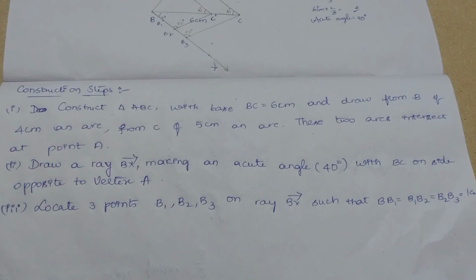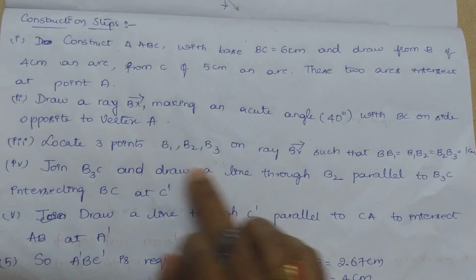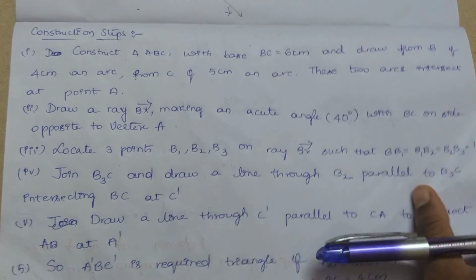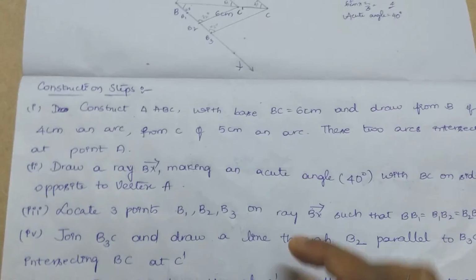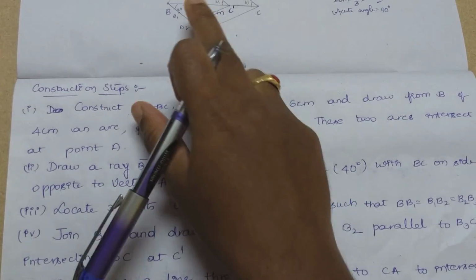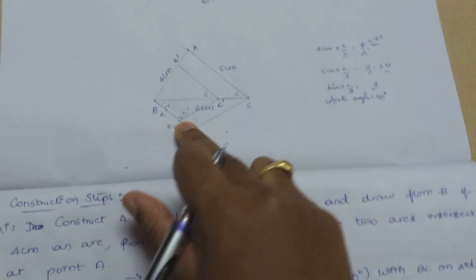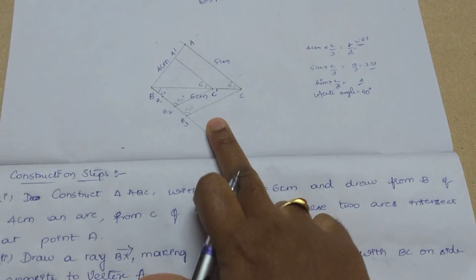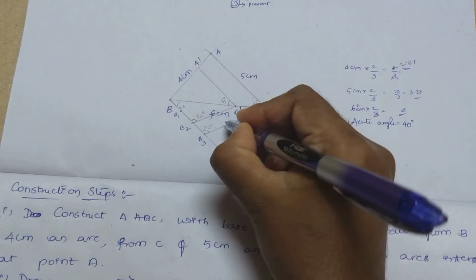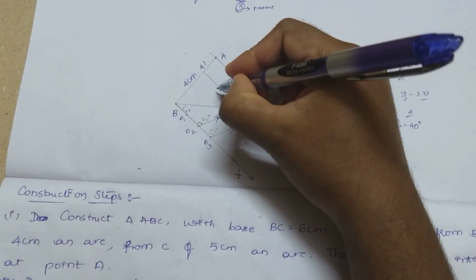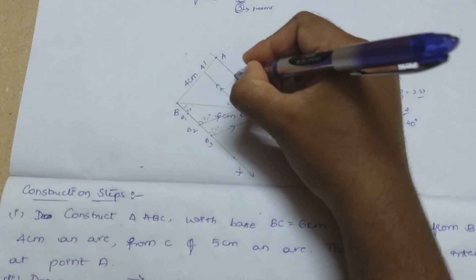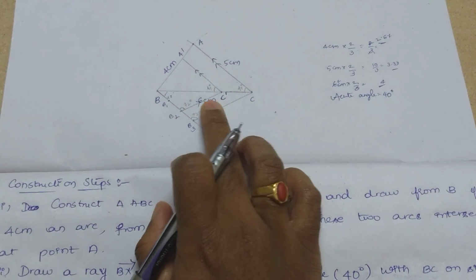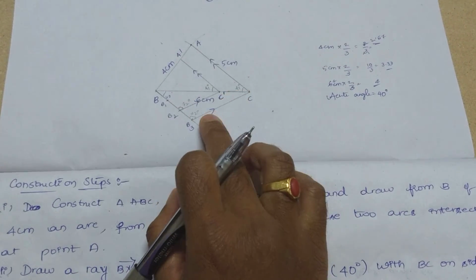After that, what did we do? Let's write. Join B3C. Yes, right? We have joined B3C and draw a line through B2. Why did we take B2? Because here the numerator is 2. So we have to take from B2 a line parallel to B3C. So here these two lines are parallel, and again these two lines are also parallel. Correct? So drawing a line parallel to B3C means what? Making an equal angle here.